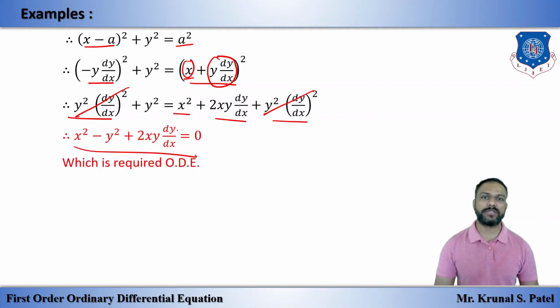And here we differentiated only one time, so this is our first order, and the power of this is 1, so the degree is also 1. So order and degree are both 1, so it is a first order first degree differential equation.